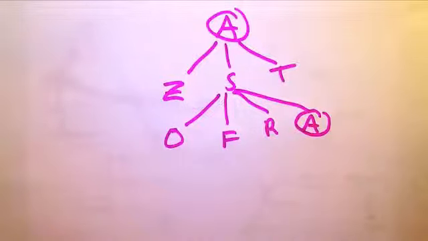This figure shows a tree structure. The root is the node A. It has 3 children: node Z, node S, and node T. Node S has 4 children: node O, node F, node R, and node A.